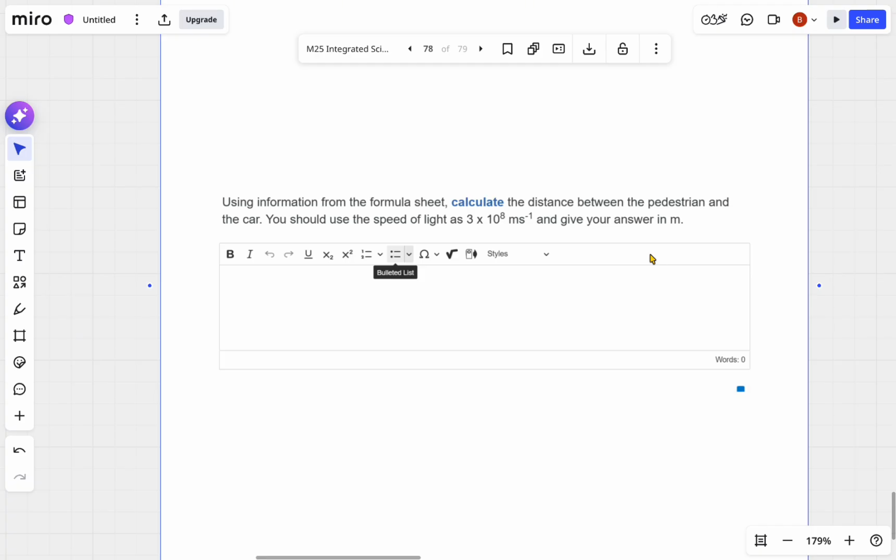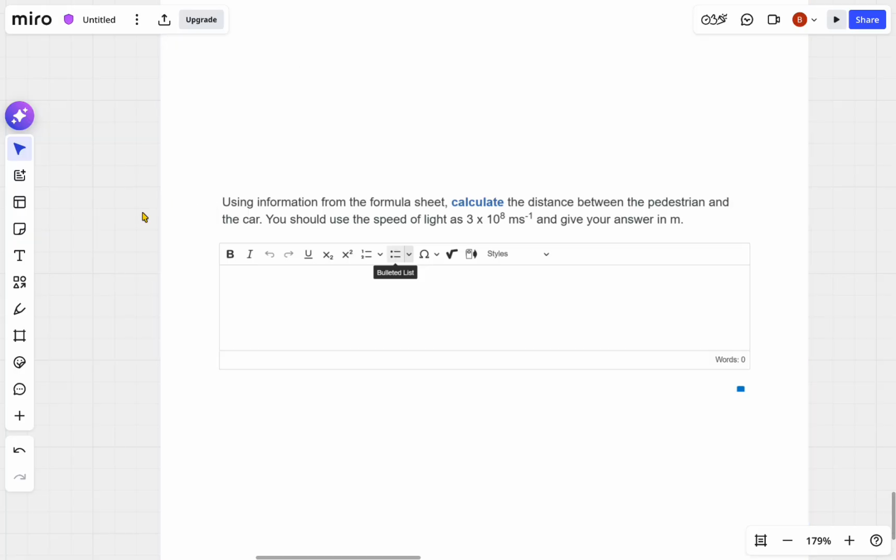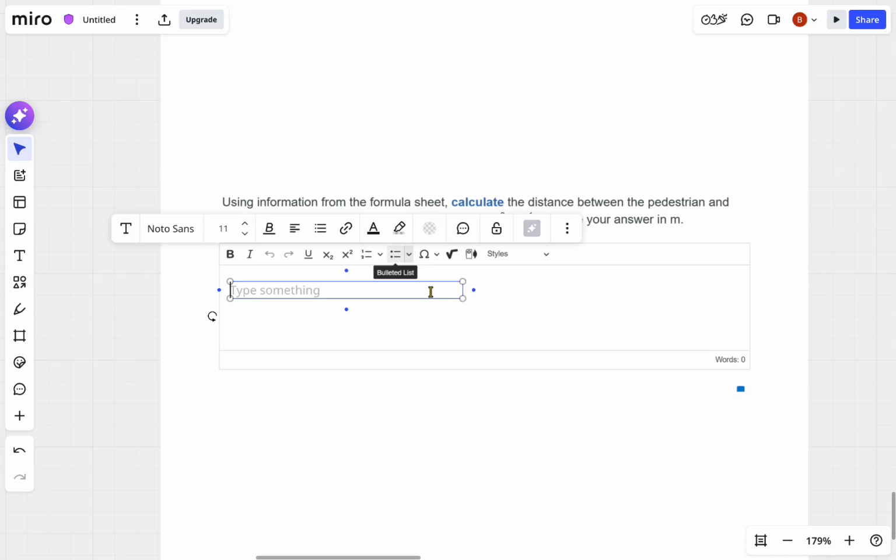You should use the speed of light as 3 into 10 to the power 8 meters per second and give your answer in meters. So now, as we need to find the distance, we know the formula of distance equals speed into time. Now we know the time as well. The time is 50 nanoseconds, but we need to convert that into seconds. So 15 nanoseconds to seconds.